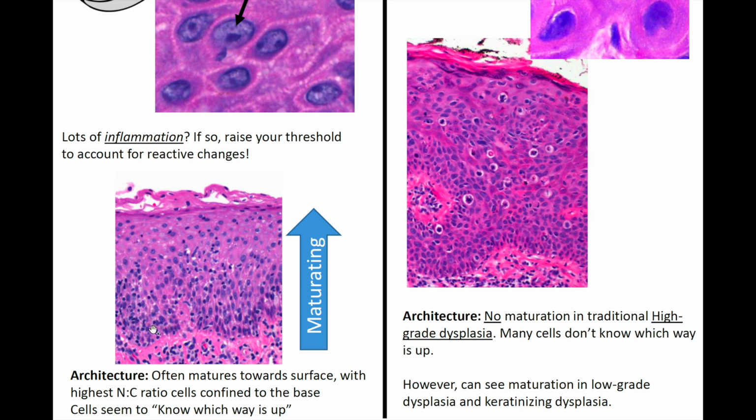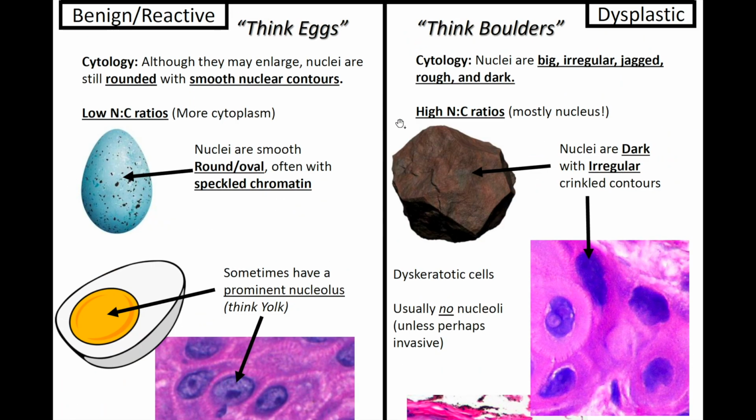For architecture, it often matures towards the surface with the highest N-to-C ratio cells confined to the base, and cells seem to know which way is up. So this is in benign and reactive things. Things are maturing appropriately, and it's polarized and doing what it should be.